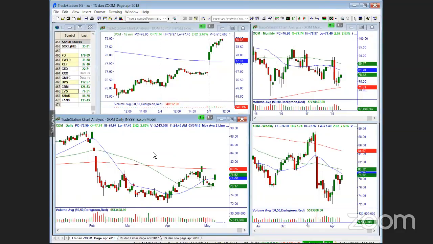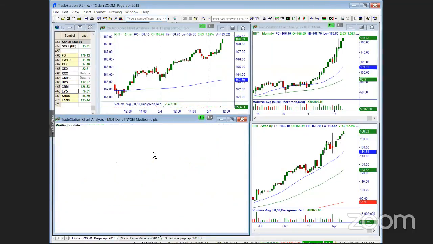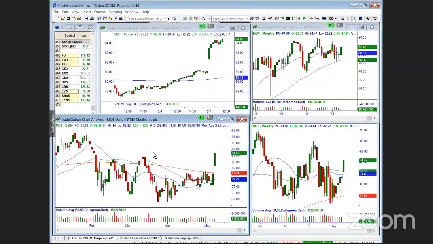Wow, Red Hat is looking great. And this gapper, Medtronic, would I have expected this? No. But we analyzed it together. It would have been a fantastic put play, gapping out of a two-month consolidation, month, six weeks, whatever.